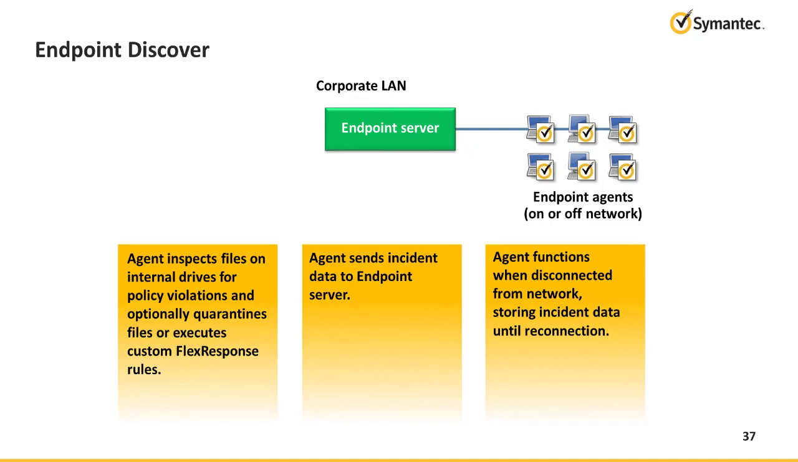When Endpoint Discover detects confidential files on Windows endpoint computers, it can quarantine them or apply customized automatic responses built on the Flex Response API. For Mac endpoint computers, Endpoint Discover will simply log an incident.